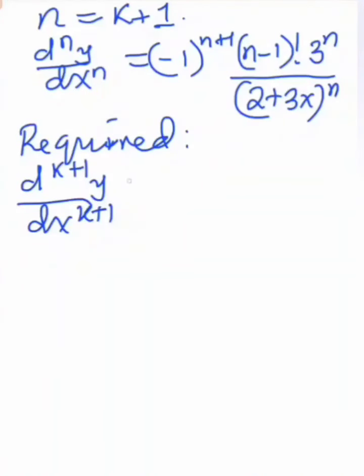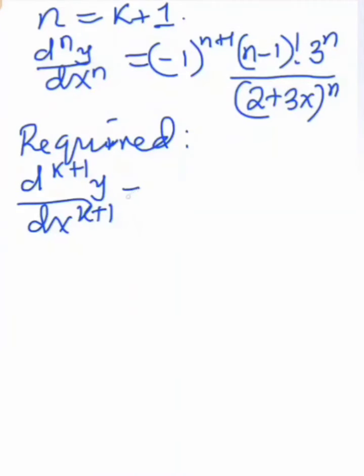So I'm going to replace every n in the formula by k plus 1 in order to have an idea of what my proof in the inductive step would look like, so that it guides me so as to arrive and land safely.